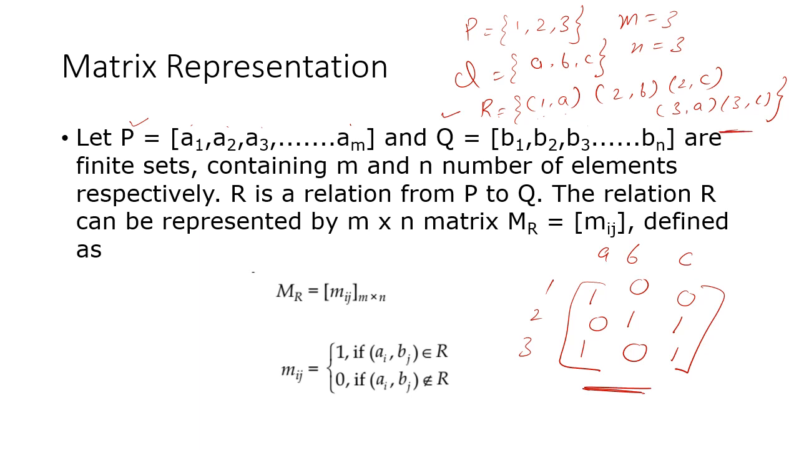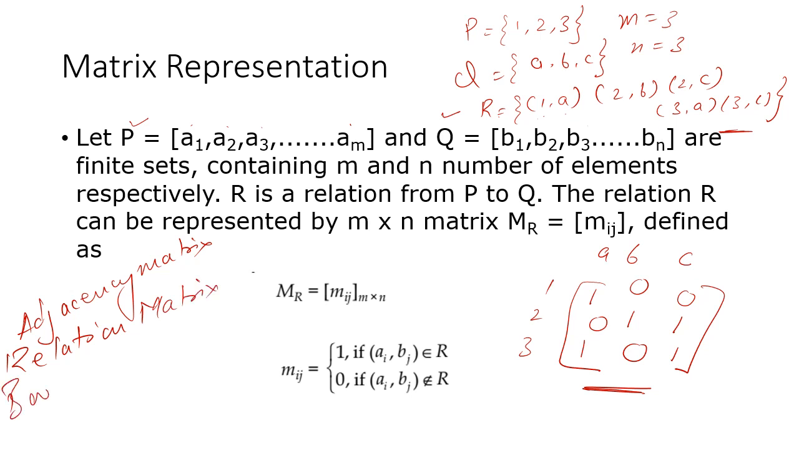This is called the adjacency matrix. This is called the relation matrix. This is called the Boolean matrix. There are three names. We can call it the adjacency matrix, or we can call it the relation matrix, or we can call it the Boolean matrix. So this is how a relation is represented with the help of a matrix. Let us see certain examples.